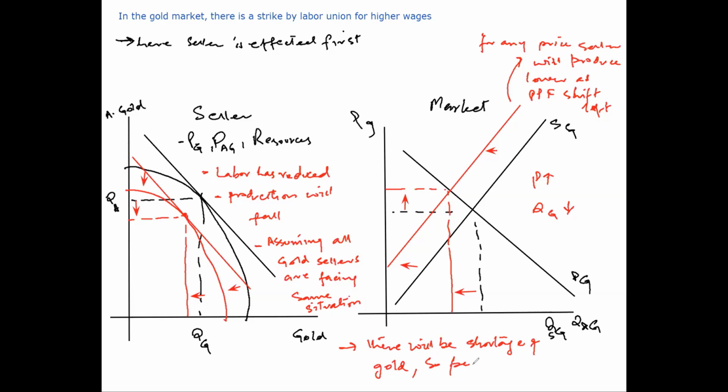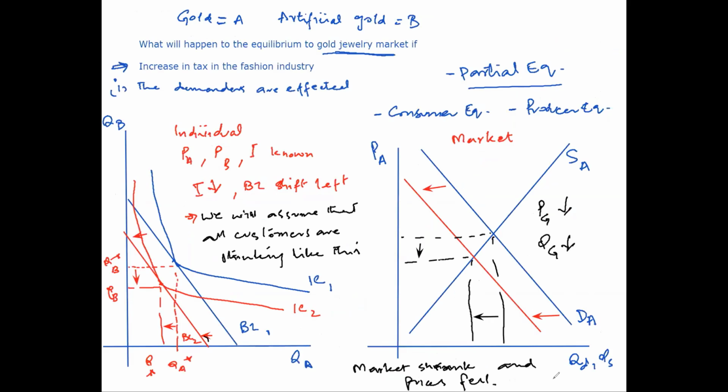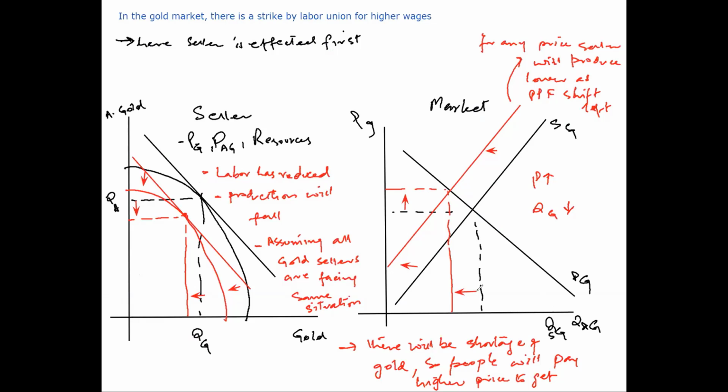So people will pay a higher price to get this product. Hopefully it is understandable to you how seller equilibrium is converted into a partial market equilibrium, or how a buyer equilibrium or consumer equilibrium is converted into a partial market equilibrium.